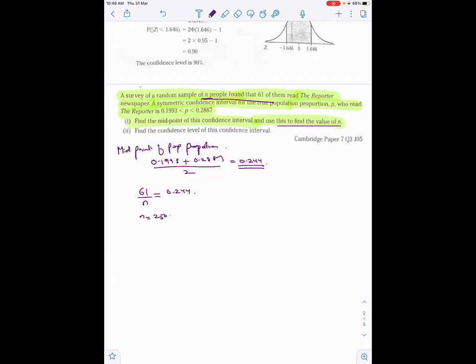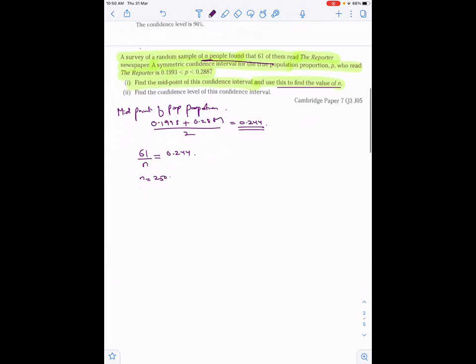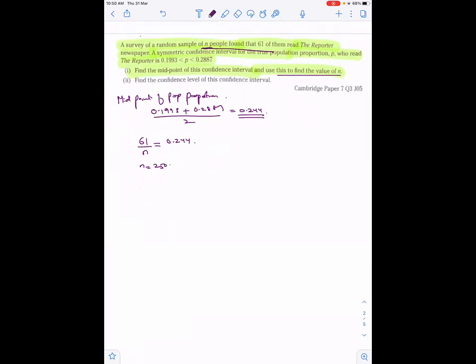Then they're saying find the confidence level of this confidence interval. They've given us the confidence interval. That means this is the lower limit, this is the upper limit, but we don't know what the confidence level is. Okay, so for that, we know that the formula is p plus minus z root of pq upon n, here n obviously is 250 in this case, and p is the sample proportion. Okay, this is the formula.